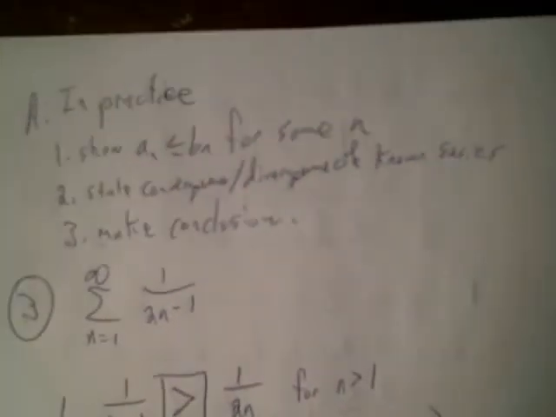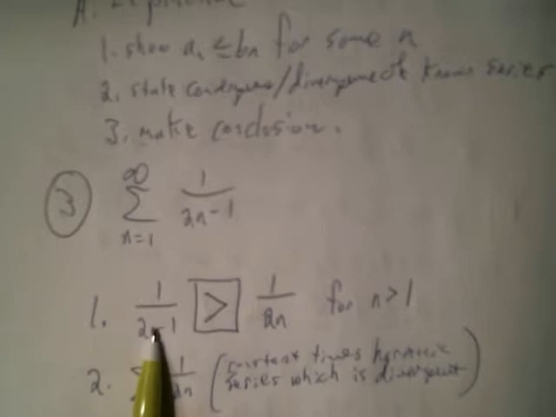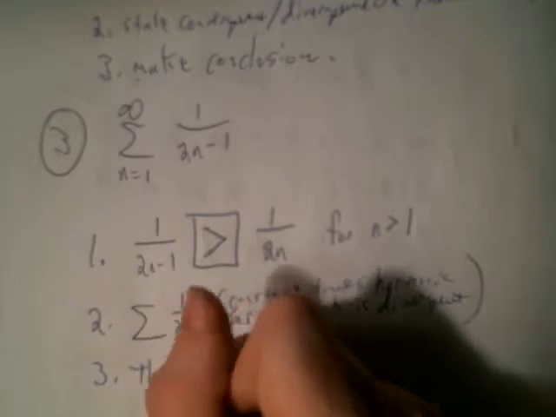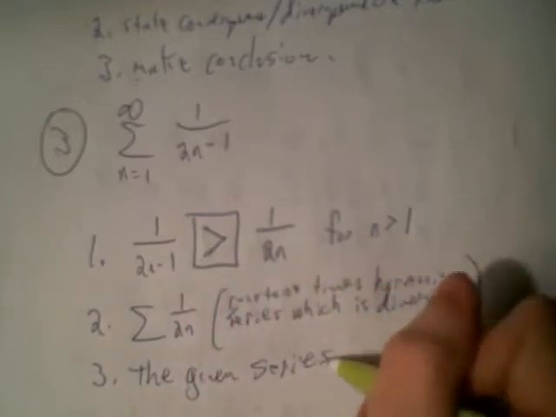Okay, so in this case, we can conclude, because this guy is less than this guy, that this guy diverges. Like this guy is getting really, really big, and it's kind of forcing this guy to get really, really big. Okay? So in the end, we can conclude the given series diverges.